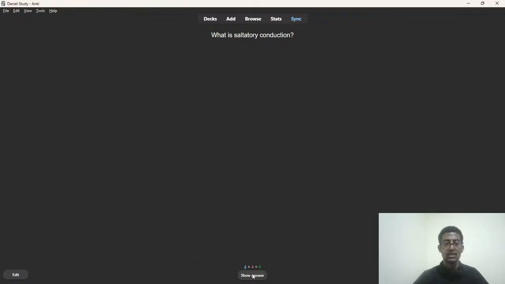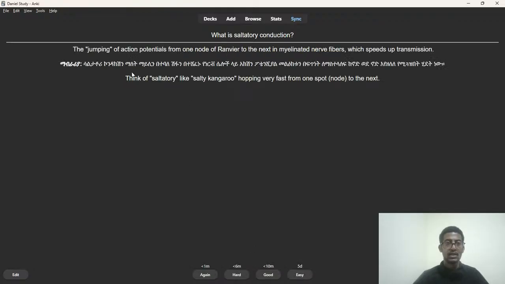Saltatory conduction, I have no idea. It's the jumping of the action potential from one node of Ranvier to the next along a myelinated nerve fiber, which speeds up transmission.